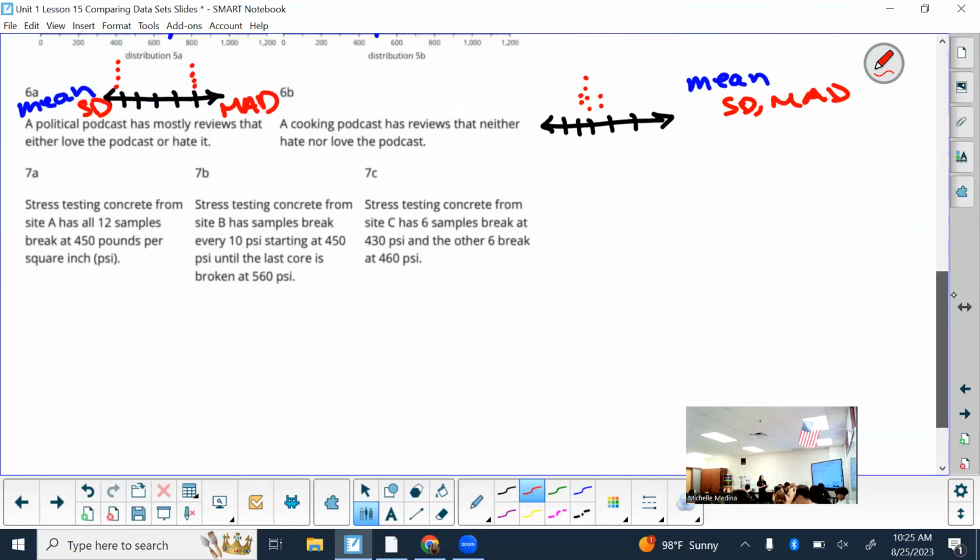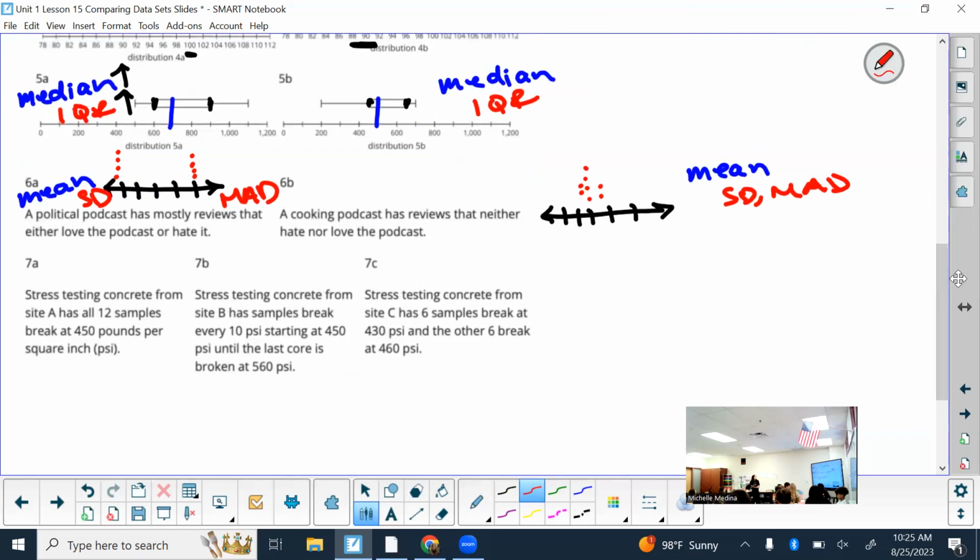Okay, so 7A, stress testing concrete from site A has all 12 samples break at 450 pounds per square inch. So even if you have no clue what they're talking about, they're telling you all the samples break at the same point. Would that be symmetric or not? So mean or median? And then what for spread? Okay, good. If you got that your first try, great. If not, fill it in.